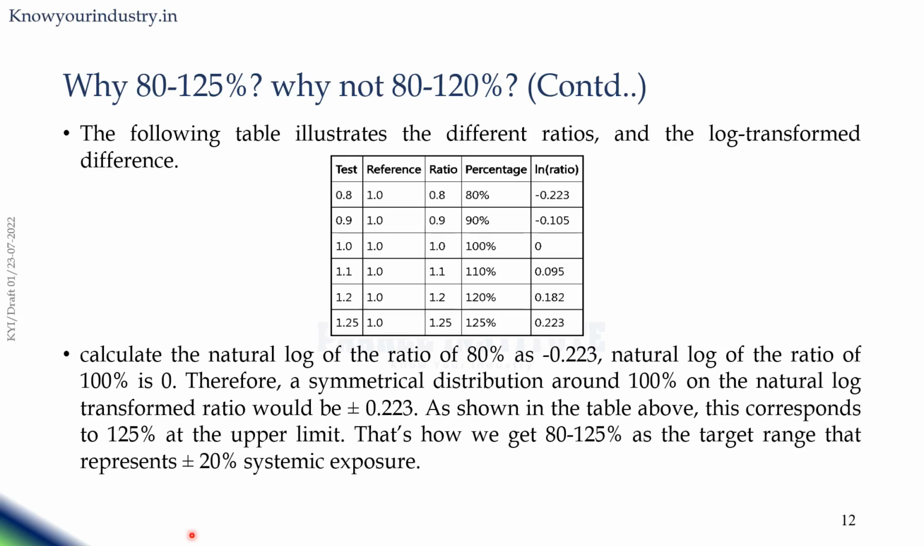This particular slide talks more about why we keep 80 to 125% rather than 80 to 120% for a log transformed bioequivalence. So this table indicates the ln ratio for 80% is around minus 0.223, and you have to keep the positive side also 0.223, but the 0.223 comes for the ratio of 125%. So when you keep balanced, on the minus side 0.223 and the positive side also 0.223, the ratio of the data on the minus side will be 80% and the positive side will be 125%. That's why, when it comes to the ln ratio, we have to keep 80 to 125%. 80% on the lower side will be minus 0.223 and 125% on the positive side will be 0.223. So this is how we keep 80 to 125% for the confidence interval acceptance of the bioequivalence data.